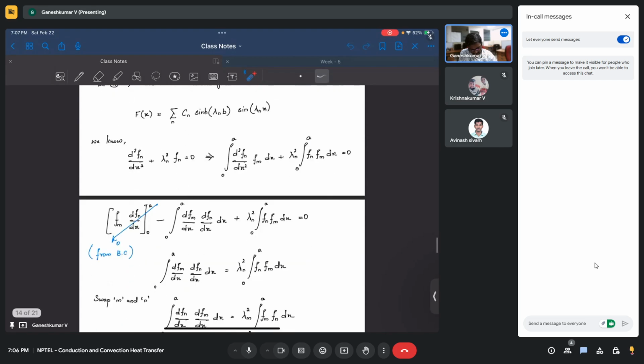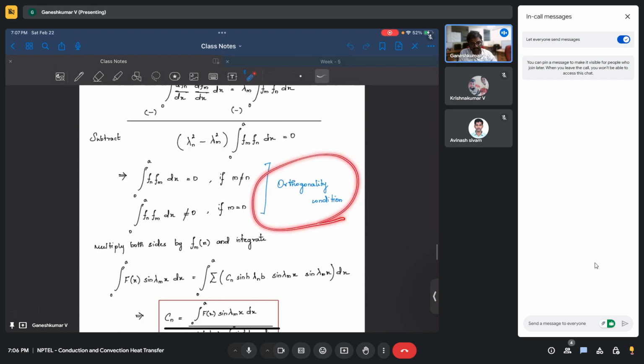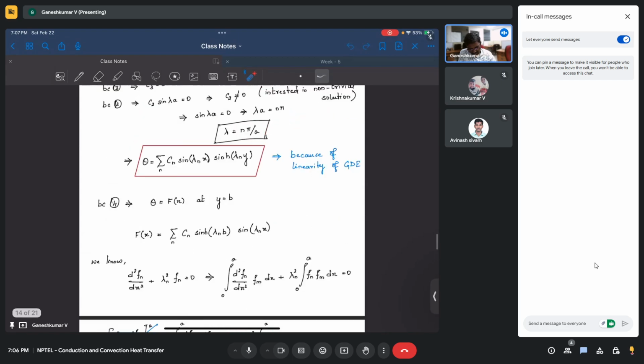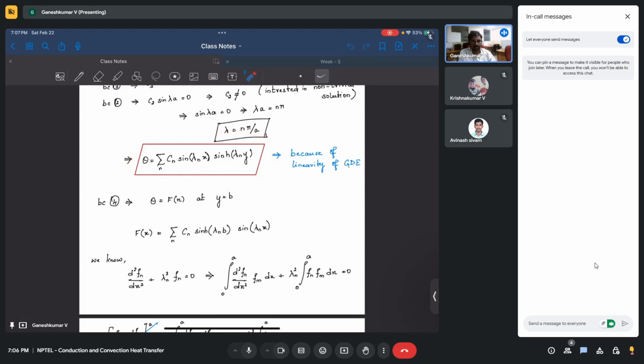Okay, and that is based on the orthogonality condition, because we used the fourth boundary condition, and then it led to an eigenvalue problem. So now we need another condition, which is an orthogonality condition, to close this system, and that's why you have this Cn. And once you have this Cn, you substitute it here, you will end up having the solution to your 2D steady state heat conduction problem.